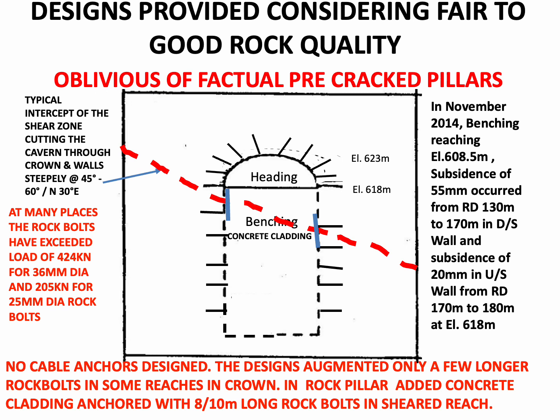The design of rock support in the walls after the encounter of the subvertical shear zone in the walls was changed to an addition of concrete cladding on the shear zone intercept with 15-meter long rock bolts of 36 mm diameter to stitch the intercept portion of the walls.